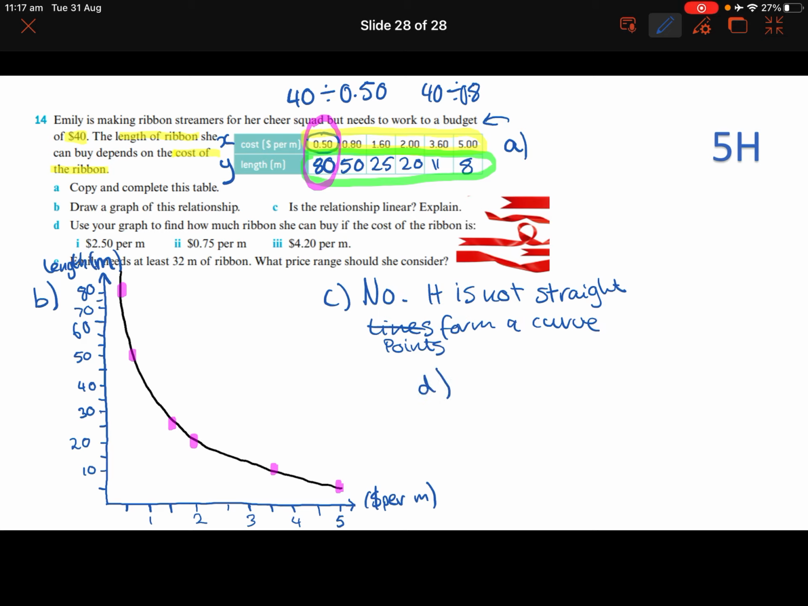All right, D. Use the graph to find how much ribbon she can buy if the cost of the ribbon is $2.50 per meter. So looking along here, our $2.50 is here. So we're going to go up to my line. What is the length? I'm wanting to know how much ribbon I can buy if it's $2.50. So if I go along here, it's just above the 15, so I'm going to say about 16. I could get 16 meters if the cost is $2.50.